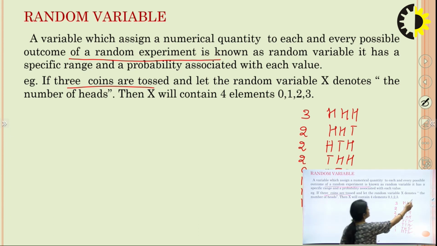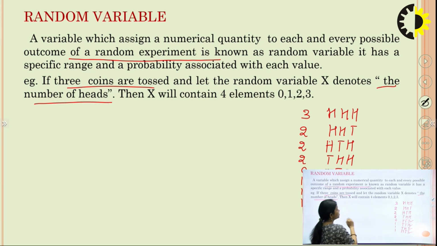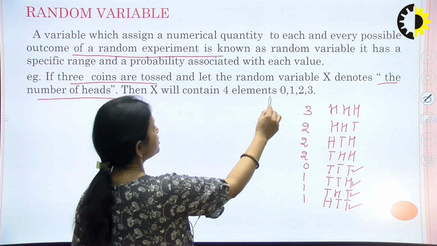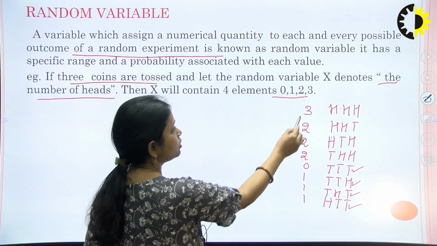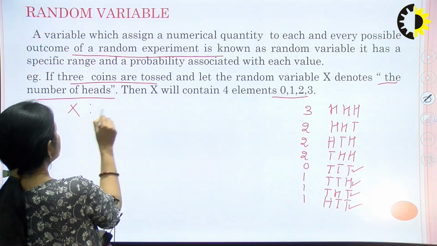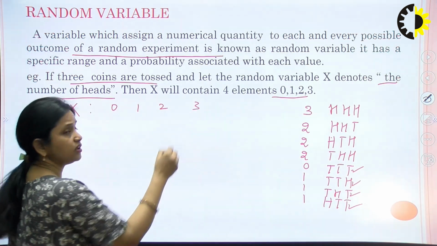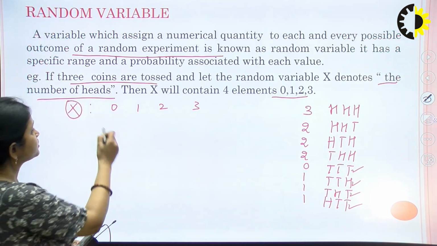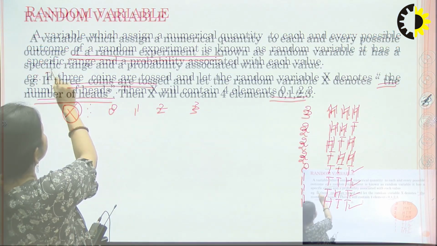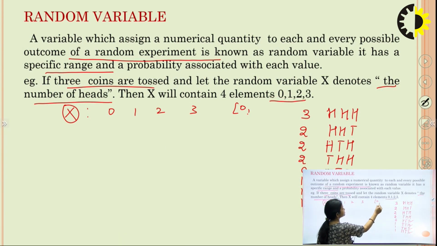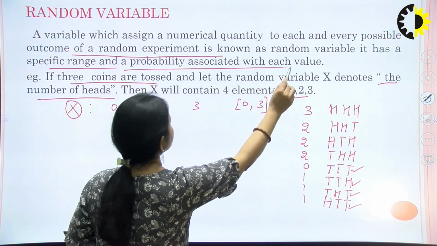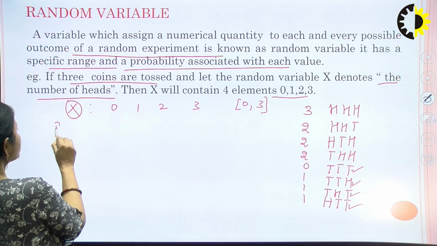This number is the number of heads. So I am going to take a random variable x that denotes the number of heads. Then this variable will contain 4 elements, 0, 1, 2 or 3. So we have 0, 1, 2 and 3, the possible values of the random variable x. Now this variable has a specific range. The range of this variable is from 0 to 3, and corresponding to each value of this variable, we can also find a probability. How can we find the probability?